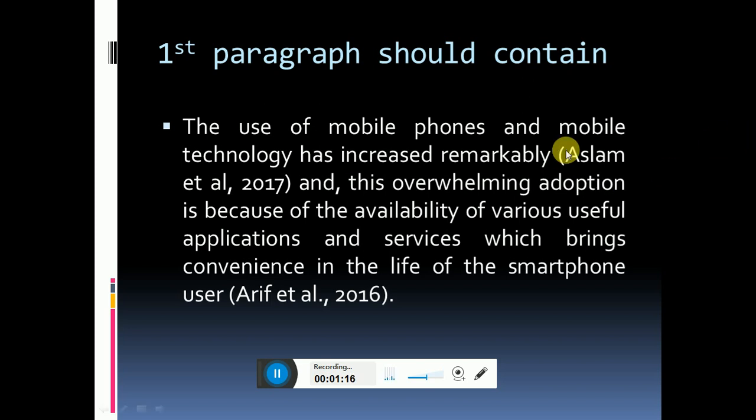In the first paragraph you just discuss that mobile applications and technology have increased remarkably, and the overwhelming adoption is because of the availability of various applications and services which bring convenience in the life of smartphone users. If you can see, we have discussed the importance of mobile phones and why people are going to adopt them, because of the various applications available on the mobile phone.